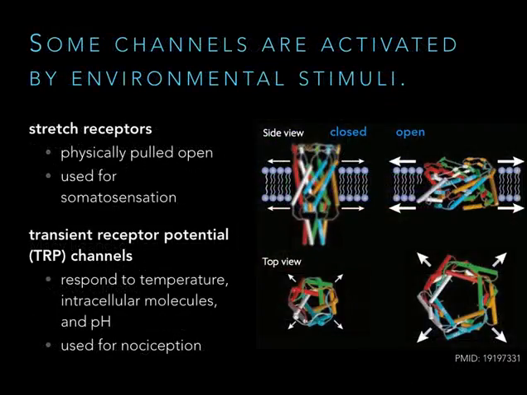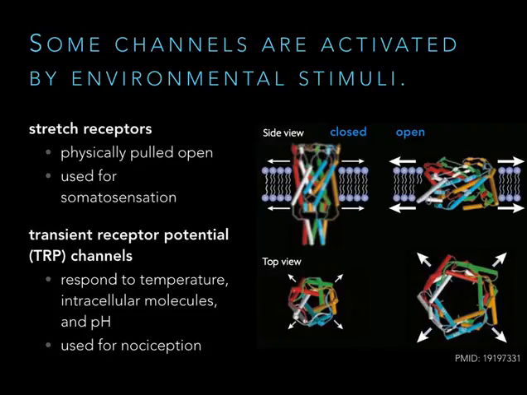Some activation gates are actually mechanical. So we have what we call stretch receptors that are exactly what they sound like. They detect stretch. They're physically pulled open. We use these for somatosensation, so we feel around the world using stretch receptors when we touch something that causes our skin to dent inward. This stretches membranes and actually pulls open the stretch receptors. That forces open the ion channel and ions move through the membrane.